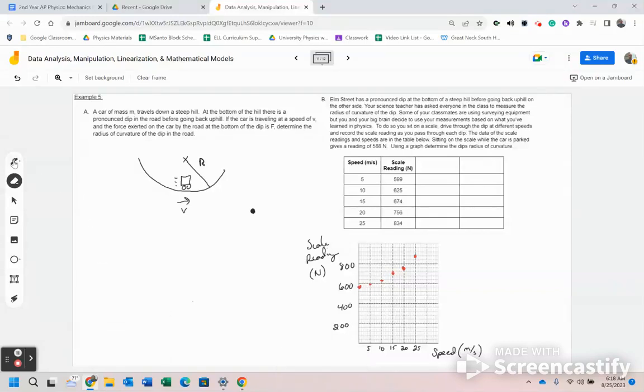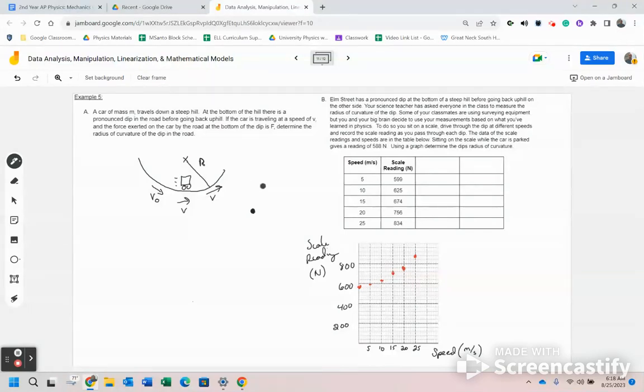In example number 5, we have a car of mass m traveling down a steep hill. At the bottom of the hill, the speed is v, and the force exerted by the road on the car is F. The problem is asking for the radius of curvature of the dip in the road. So if we look at the situation, we have the car coming down and back up here.